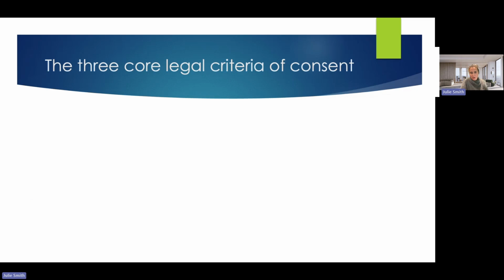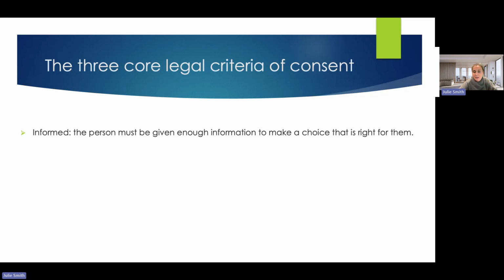So if BRAN isn't a legal requirement, what is? There are three core criteria which we need to make sure are met before we can say that someone's given their informed consent. First, it has to be informed, and that's the main one of these three that we'll talk about today, because it is about giving the patient enough information to make a choice that is the right choice for them, not just the right choice from the perspective of the healthcare professional or anyone else.